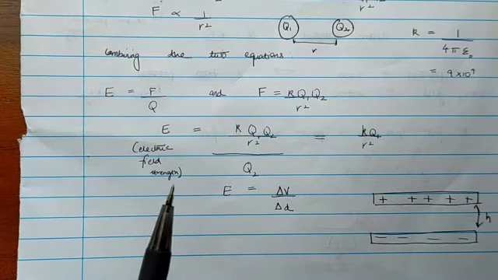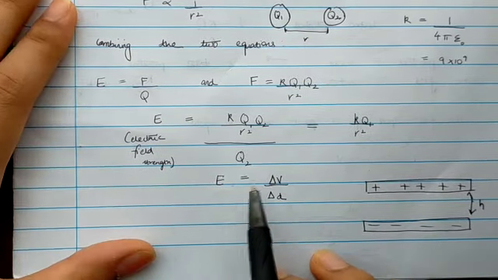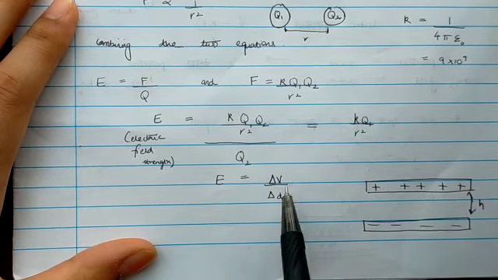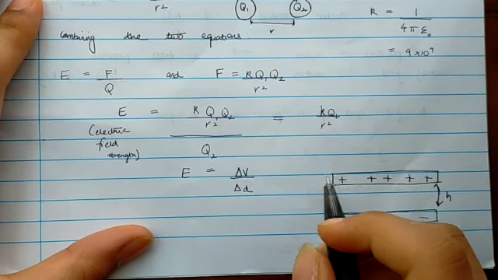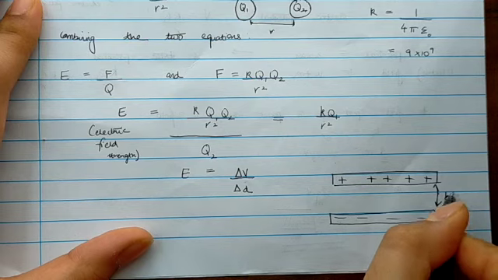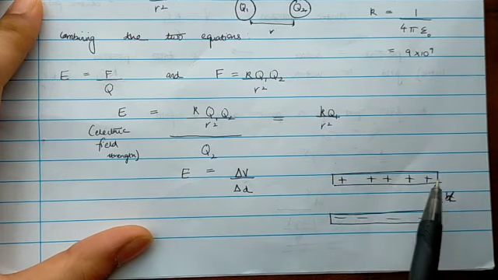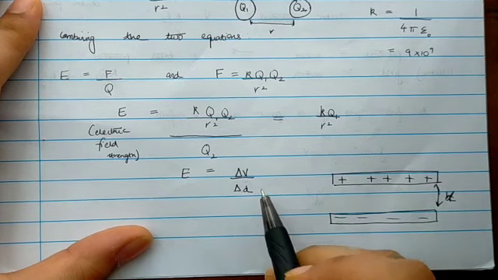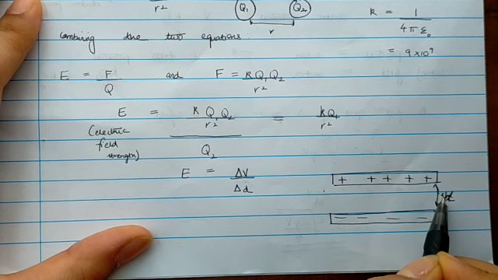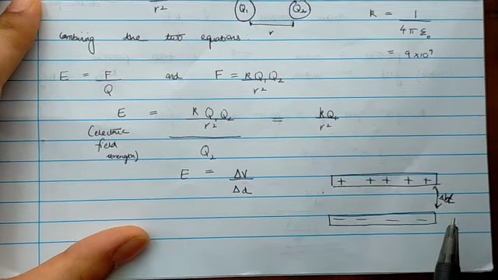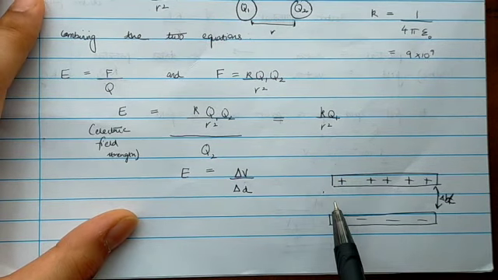Another important relationship, while I'm at it, I should mention, is E equals the change in potential divided by the change in distance. You've probably seen this from AS, but if you have a positive plate and a negative plate, then the separation of them, which is the change in D, which I've written down here. Sorry, it's a little bit messy, but the change in D and the V, which is a change in potential of this.